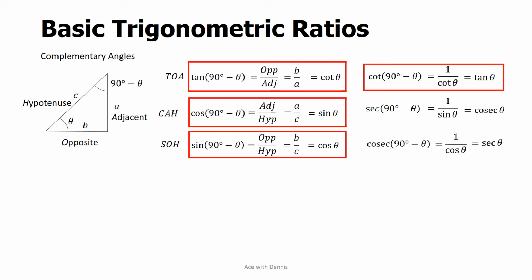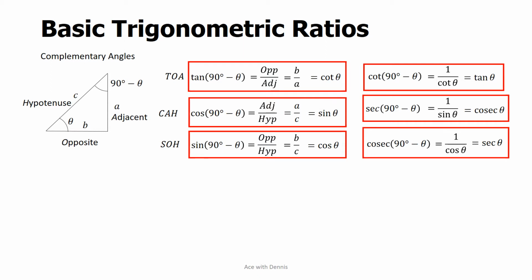Therefore, cotangent 90 degrees minus theta equals tangent theta. Secant 90 degrees minus theta equals cosecant theta. And cosecant 90 degrees minus theta equals secant theta. Again, please remember all the formulas boxed in red here.